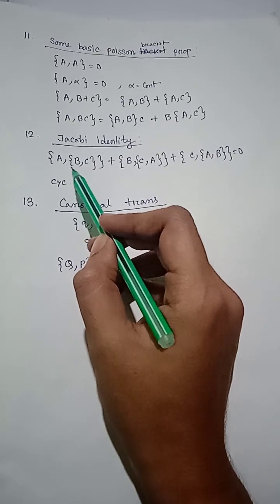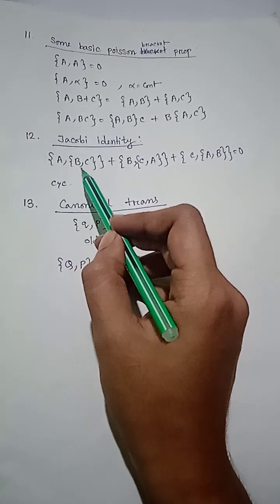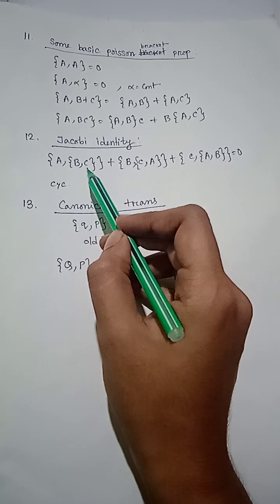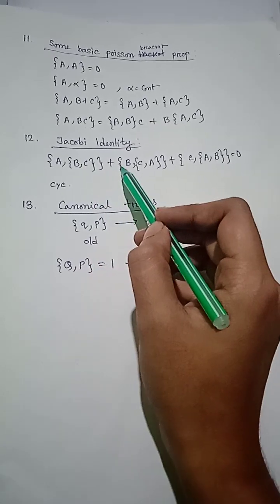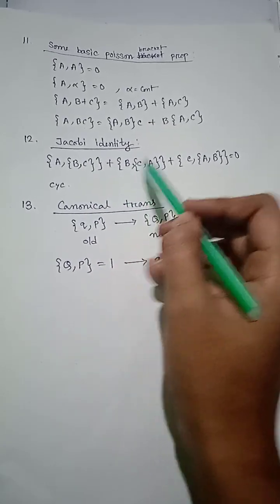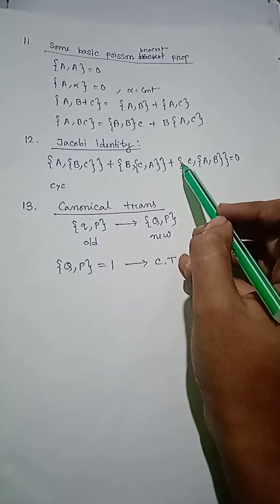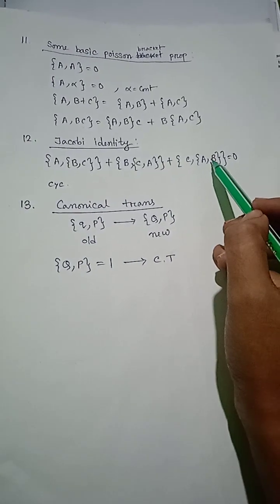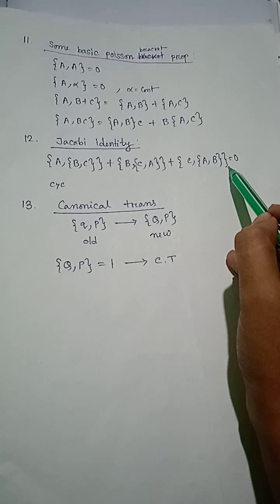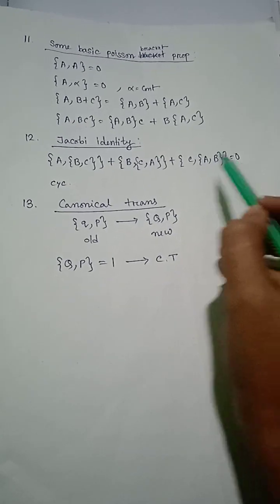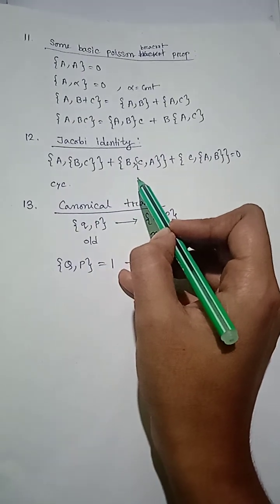Jacobi's identity. A Poisson bracket with b comma c, plus b Poisson bracket with c comma a, plus c Poisson bracket with a comma b, will give me 0. Look, there is a cyclic sequence.